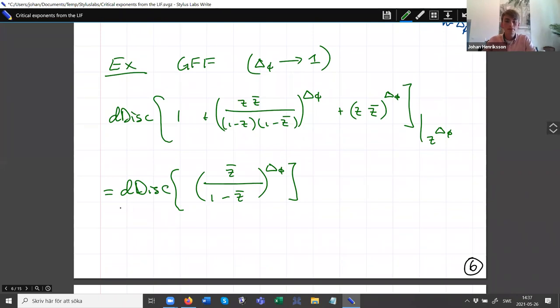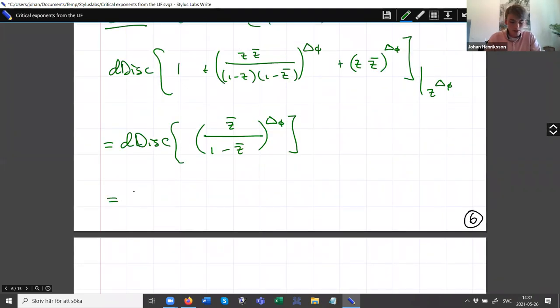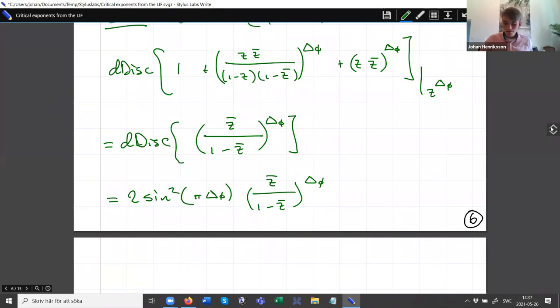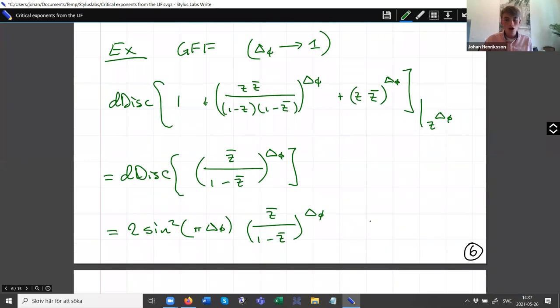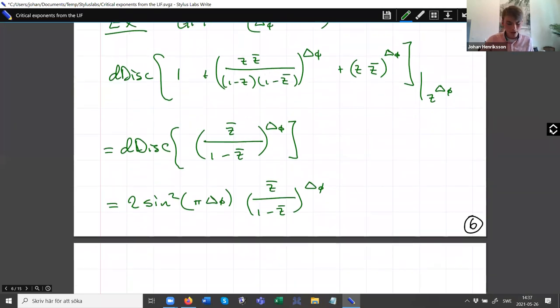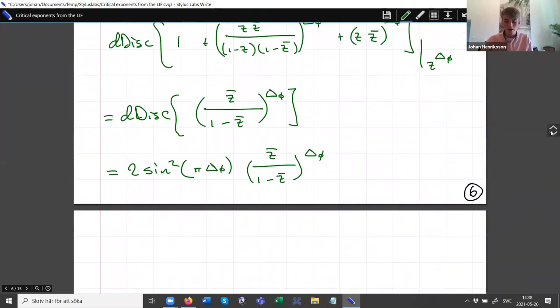Now, to compute the double discontinuity, you can use the definition I described above. In practice, you want to raise the one minus z bar into the exponent so the logs are visible, and then you take the log and replace it by plus or minus two pi i. If you work this out, you get an extra factor in front, two sine squared of pi delta phi, times what you started with. Notice that this has produced no log z's, so this will only give rise to T zero and none of the other higher parts in the generating function.